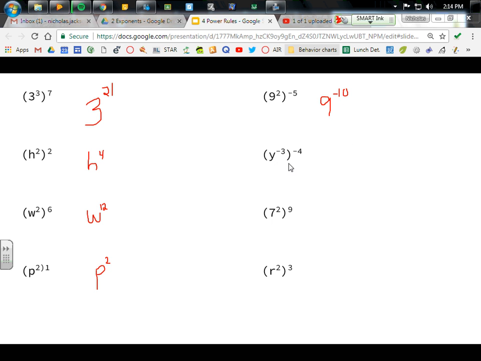Y to the negative third to the negative fourth. We're going to multiply negative 3 and negative 4 to get y to the positive 12th. Negative times a negative is a positive. Don't forget that. 7 squared to the 9th. Multiply 2 and 9 to get 7 to the 18th. And finally, r squared to the third. So multiply 2 and 3 to get 6.